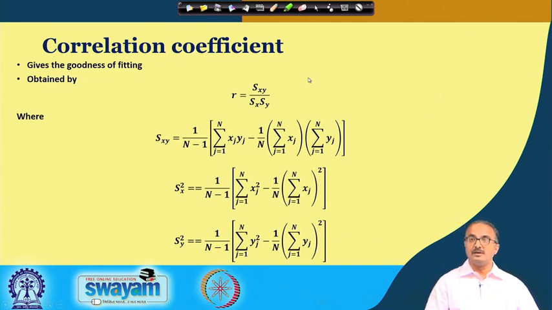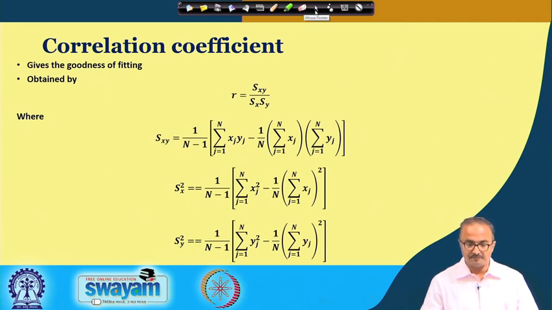Whenever we are regressing with some kind of equation, whether linear or polynomial, first we have to understand the goodness of this regression. To understand the goodness, we define the correlation coefficient, which is defined like this. In this expression we have sxy, sx square and sy square. These coefficients are obtained from the given values of the data points.